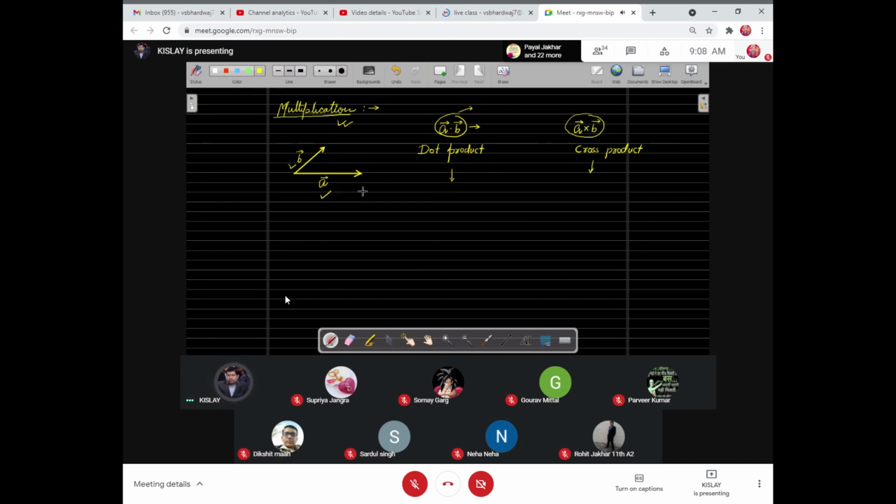After multiplication, what is the result? What result do you want to find? And according to that, we have to multiply the vectors. तो हम आगे देखेंगे कि how do we decide whether we have to find the dot product or cross product. But here we have to see how we calculate.